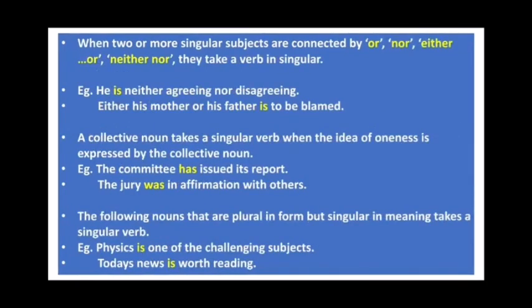When two or more singular subjects are connected by or, nor, either or, neither nor, they take a verb in singular. For example, he is neither agreeing nor disagreeing. So here we have the singular verb, that is. Next, either his mother or his father is to be blamed. So here again we have is as the singular verb.